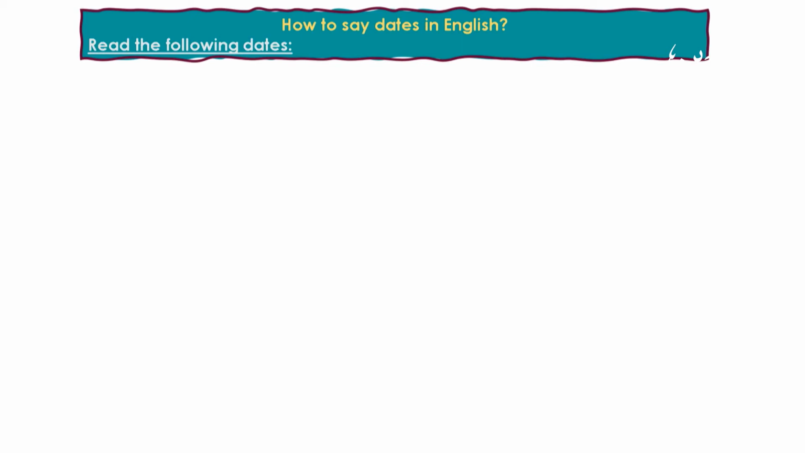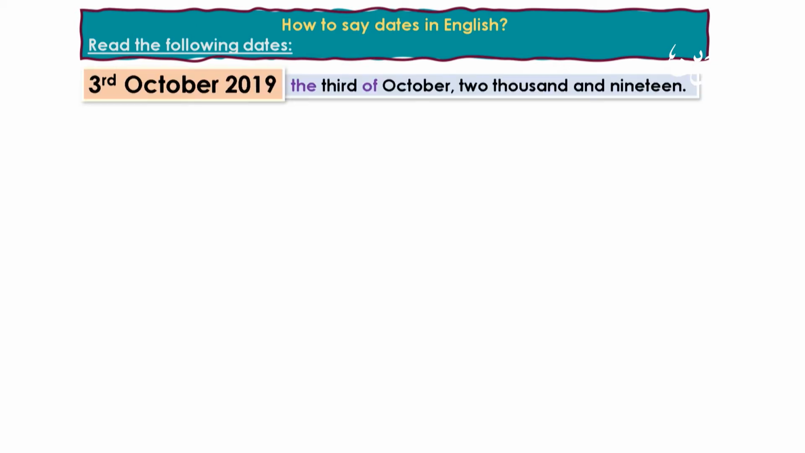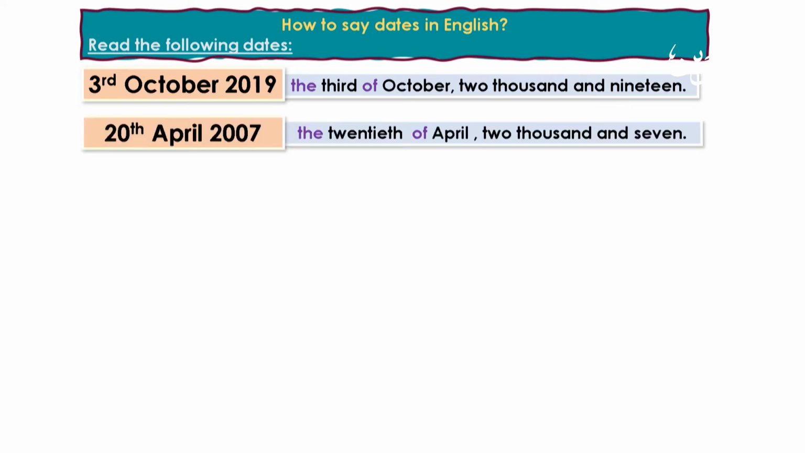How to say dates in English? Let's read the following dates together. The 3rd of October, 2019. The 20th of April, 2007.